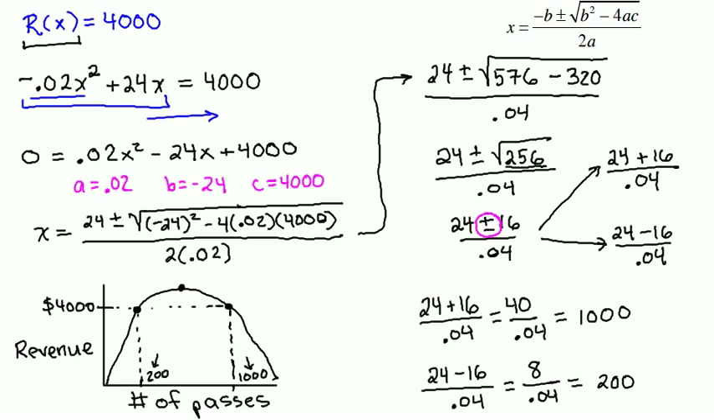So both of these are reasonable answers, and our final answer is going to include both of them. We could sell 1,000 passes, or we could sell 200 passes. In both cases, I'm going to make a revenue of $4,000.